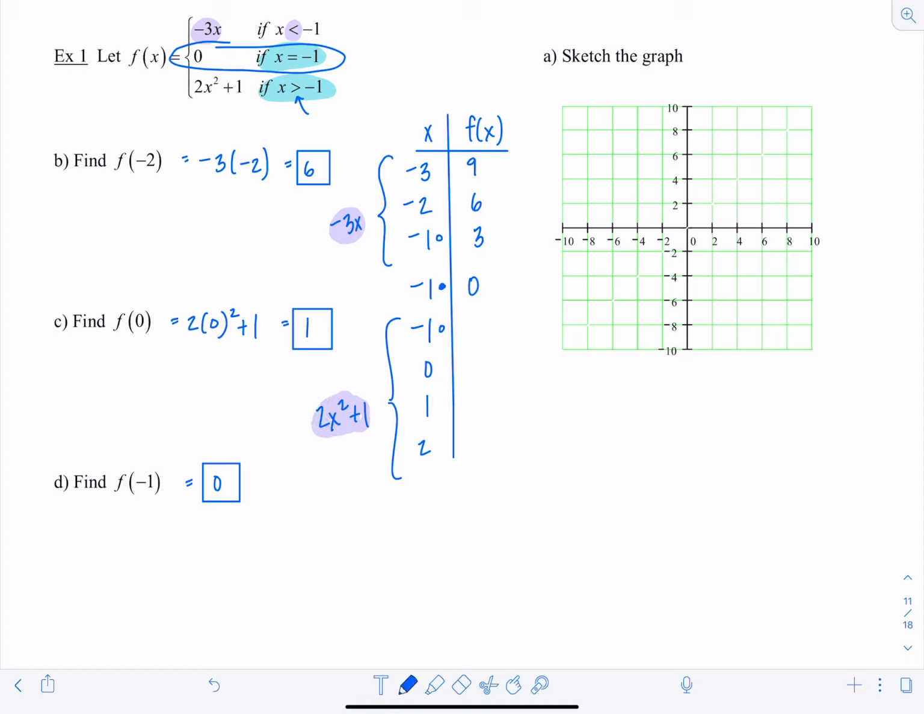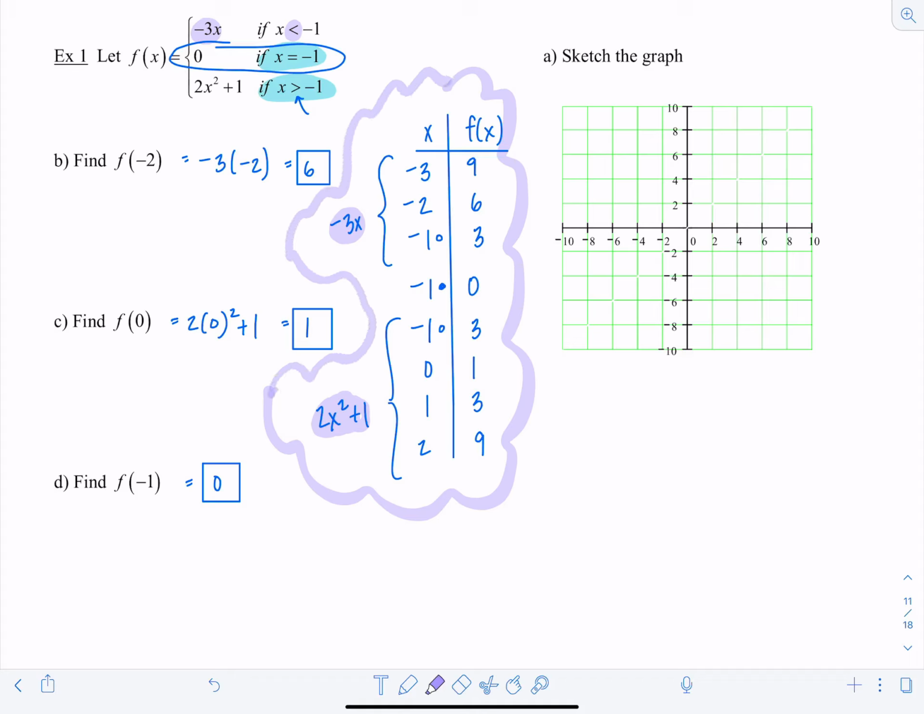So square -1 times 2, that's 2 plus 1 is 3. 0 plus 1 is 1. 2 plus 1 is 3. That's going to be 4 times 2, so 8 plus 1 is 9. Okay, looks like we are ready to roll. So if you want to make a table, you can. If you feel comfortable without, don't.